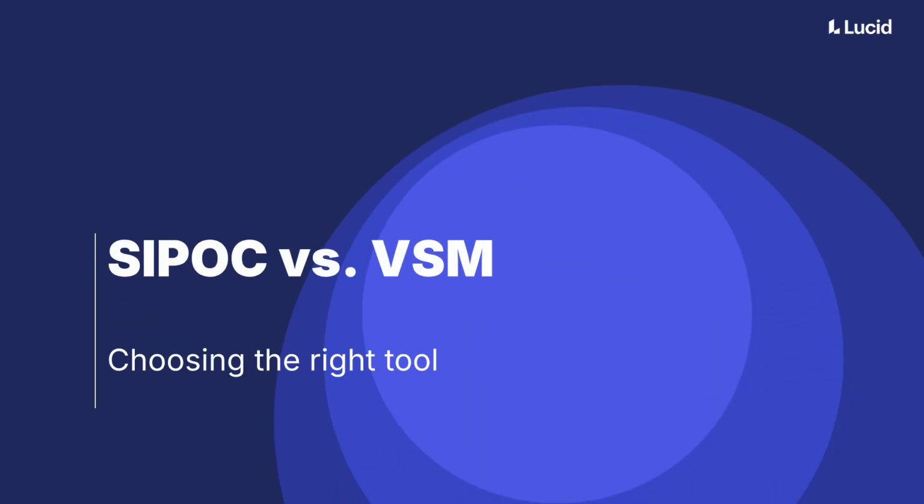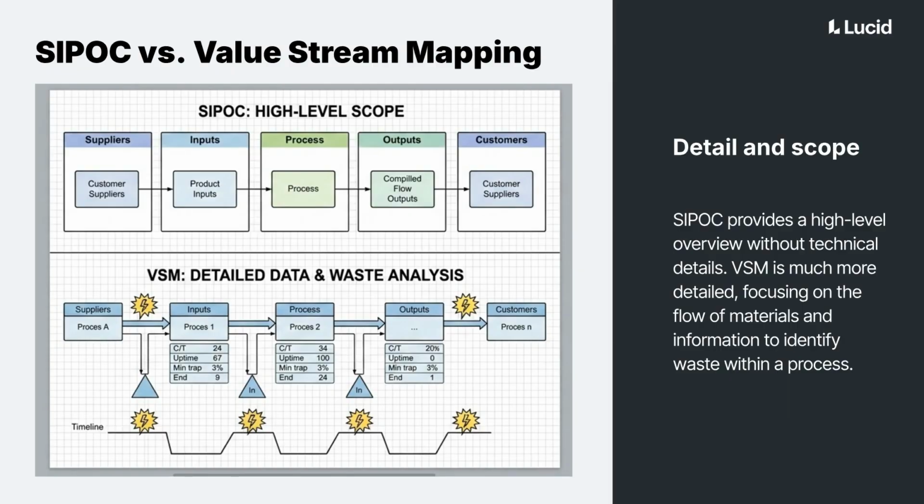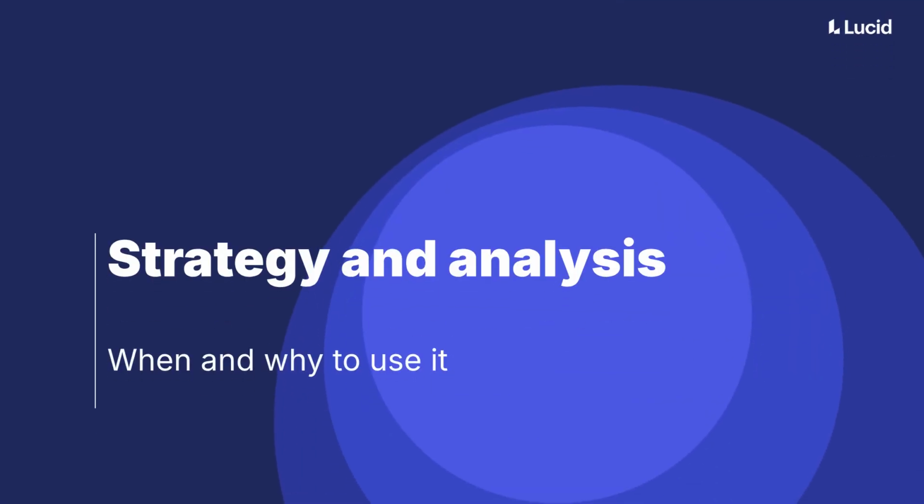Many teams wonder about the difference between SIPOC versus value stream mapping, VSM. While they seem similar, they serve very different strategic purposes for your business. SIPOC is used for high-level scoping, while VSM provides a deep dive into data, timelines, and waste within a specific workflow. Knowing when to use SIPOC is just as important as knowing how to build one.